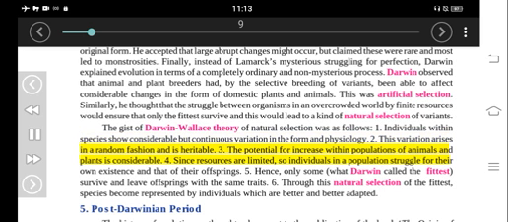3. The potential for increase within populations of animals and plants is considerable. 4. Since resources are limited, individuals in a population struggle for their own existence and that of their offsprings. 5. Hence, only some, what Darwin called the fittest, survive and leave offsprings with the same traits. 6. Through this natural selection of the fittest, species become represented by individuals which are better and better adapted.